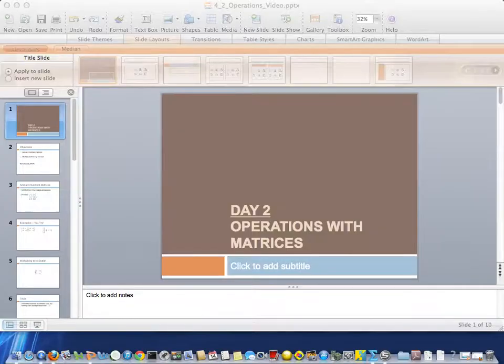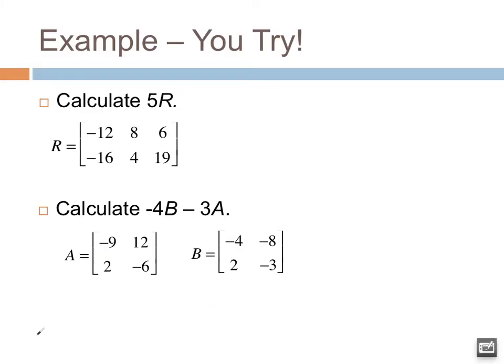Okay, welcome back. I want to go over these 2 problems. Okay, so 5R, we want to multiply everything by 5. Negative 12 multiplied by 5 is negative 60. 8 multiplied by 5 is 40. 6 multiplied by 5 is 30. Negative 16 multiplied by 5 is negative 80. 4 multiplied by 5 is 20. Okay, 19 multiplied by 5, what I think of is 19 multiplied by 10, it's 190. And then divide that in half, which is 95. Okay, so that's your first one.